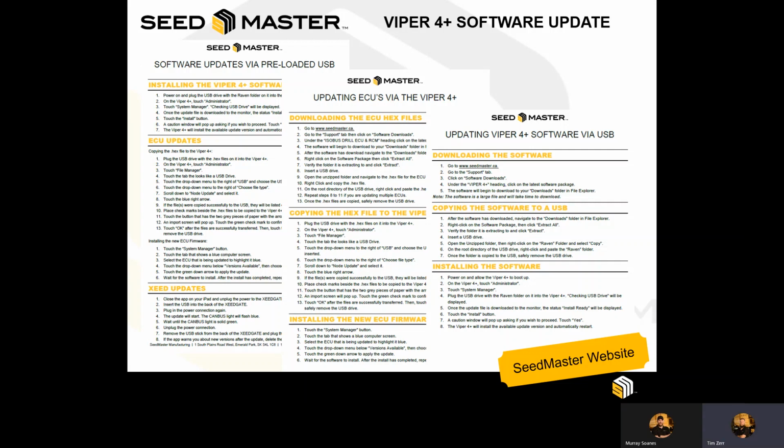The software updates can be either done via a preloaded USB that you receive from Seedmaster, or if you would prefer, these monitors and ECUs can be updated via the Viper 4 Plus using a USB. If the system that you are using is strictly an ISO system, you will need what is referred to as a CAN tool that is purchasable through Seedmaster parts, and this CAN tool can then be hooked into the ISO system in order to download the appropriate update files onto the ECUs.